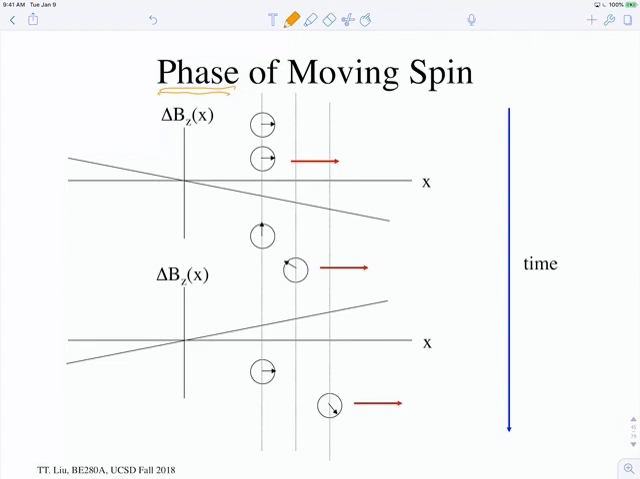The idea is this. Let's say we have spin A and spin B. Spin A is going to be static, and spin B is going to move. So we let spin B move in the presence of this gradient field. So this is the gradient field.